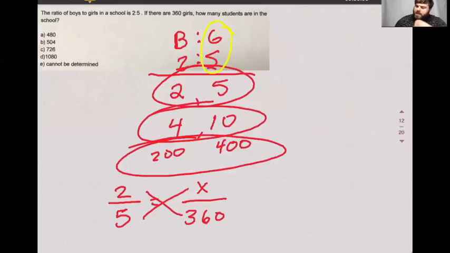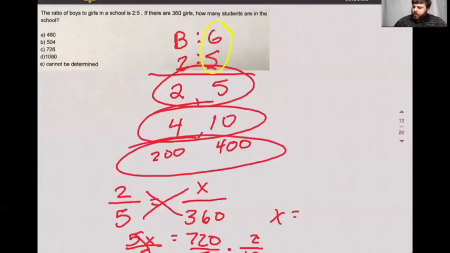So 5 times x is 5 times x. Remember, we just write that as 5x. 2 times 360 is 720. Divide out the 5. Here's a little tip for you. Dividing by 5 is like dividing by 10 and multiplying by 2. So if I do 720 divided by 10, I get 72. And then if I double it, I get 144. Is that right? 72 times 2 is 144.